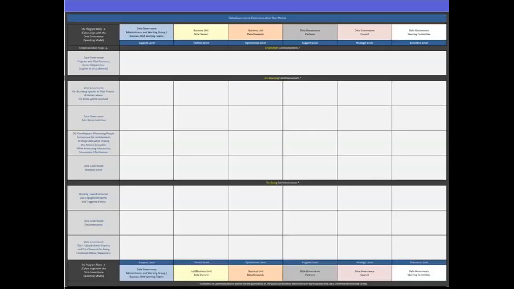Here's an example of a communication plan. Typically I break a communication plan into three levels: the orientation communications, onboarding, and ongoing communications. We provide these templates as a follow-up in these emails. I know this is somewhat difficult to read, but in the onboarding, in that middle section of the communication plan, we recognize that data documentation needs to be delivered to people, and how are they going to know about it unless we provide information about that metadata to them during the onboarding process.